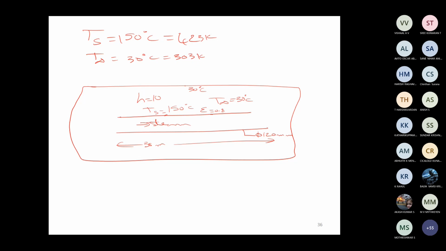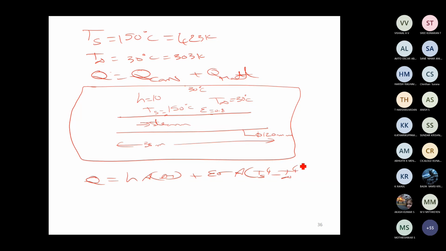So the heat transferred is equal to heat convected plus heat radiated. So we'll calculate the heat transfer. Heat convected is h A delta T, plus heat radiated is epsilon sigma A (Ts to the power 4 minus T infinity to the power 4).